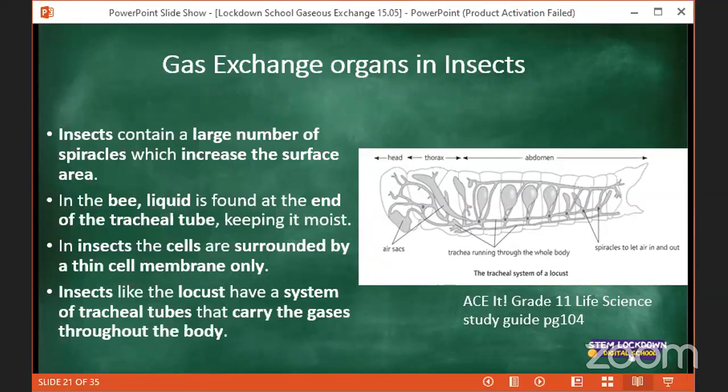Okay, so I have a question. Do insects have lungs? No, they don't have lungs. They have air sacs. Insects do not have lungs. They have air sacs. So as I was reading, the fourth point: insects like the locust have a system of tracheal tubes that carry the gases throughout the body.